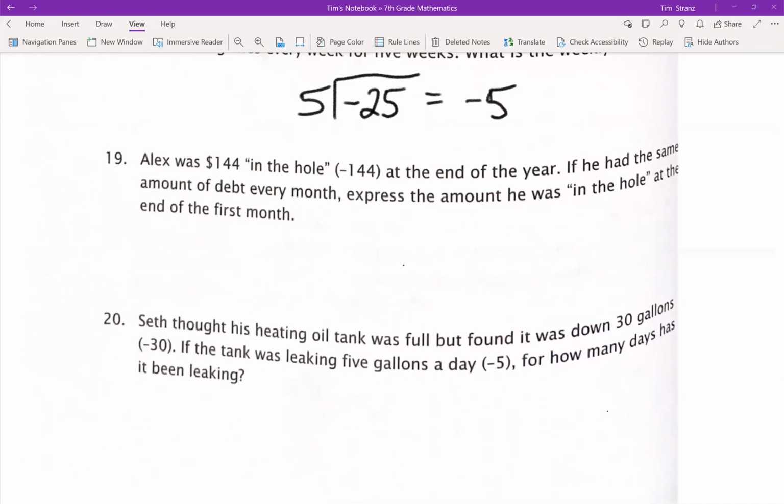Okay, number 19, Alex was $144 in the hole. That means she has lost $144 at the end of the year. If he had the same amount of debt every month, express the amount he was in the hole at the end of the month. So negative $144 divided by, there's 12 months in a year. You're going to have a negative answer because you got a negative divided by a positive. So it's going to be a negative $12 each month.